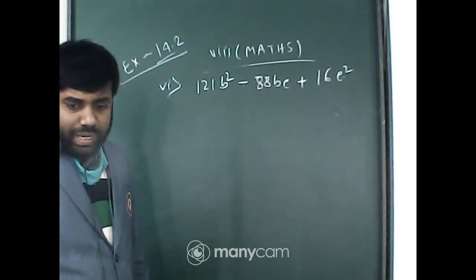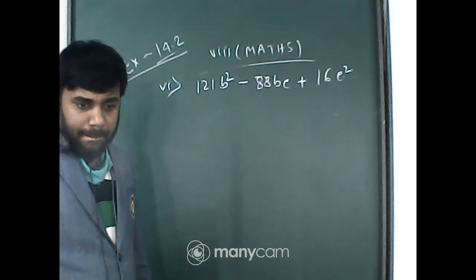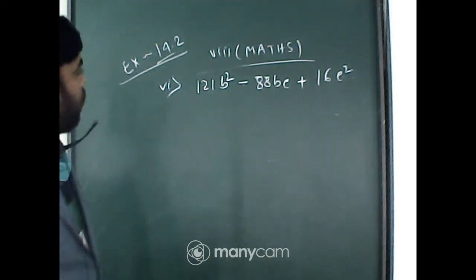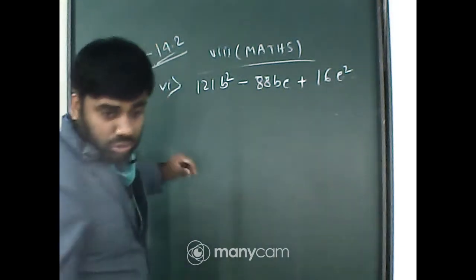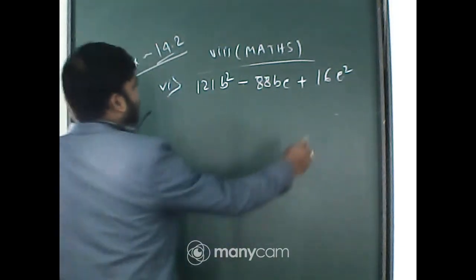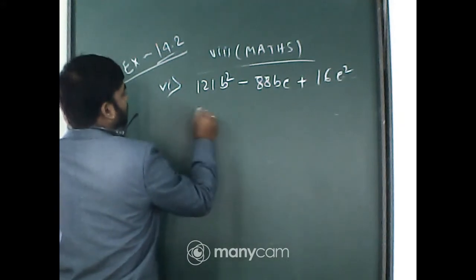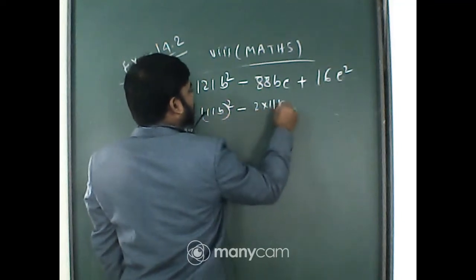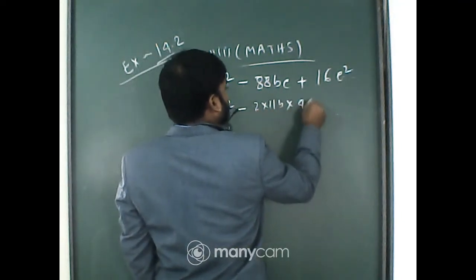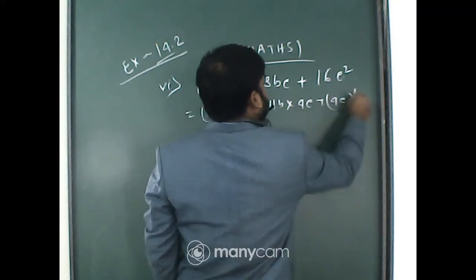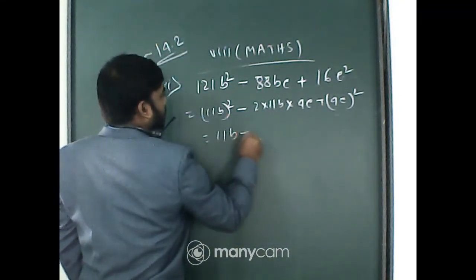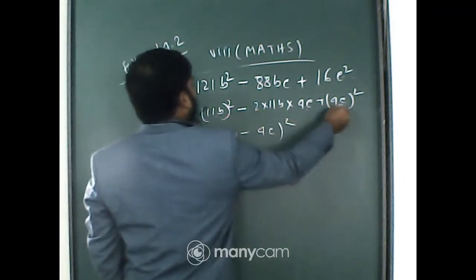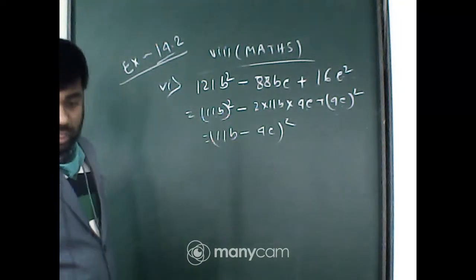Shivam got it correct. Okay, so this one is 121b square minus 88bc plus 16c square. So 121b square means 11b whole square, minus 2 into 11b into 4c, plus 4c square. So therefore 11b minus 4c, that is a minus b whole square, a square minus 2ab plus b square. So a is 11b, b is 4c.